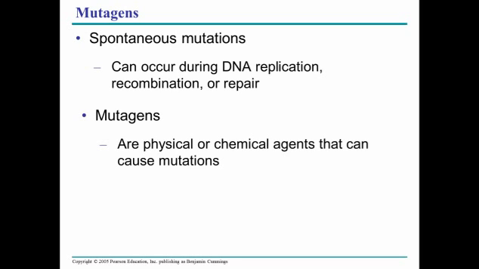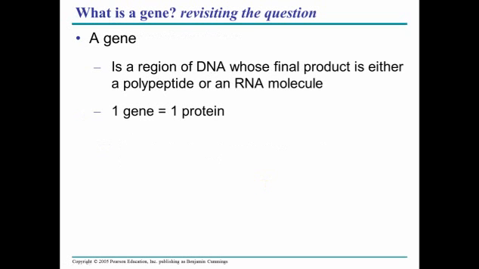That's called the wobble effect, that last base in the codon sequence. It still codes for the same amino acid, so the mutation didn't cause any harm. Mutagens are the things that cause the mutations, physical or chemical things in the environment or in the body that cause those mutations. So is it really one gene equals one protein or one enzyme?